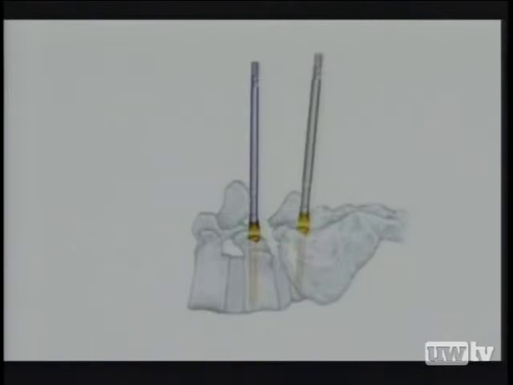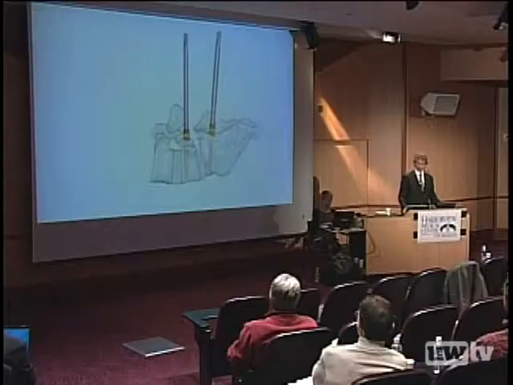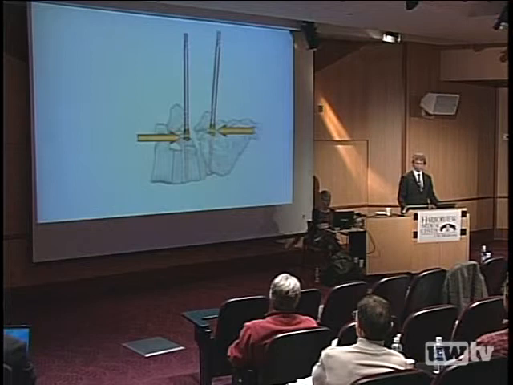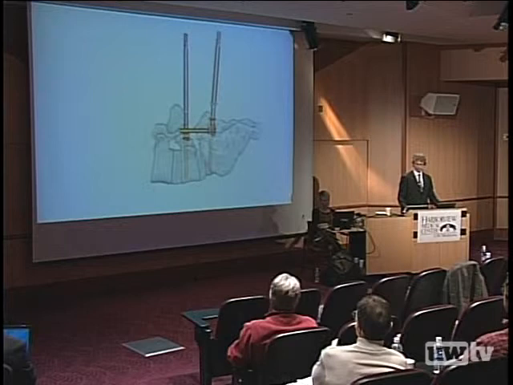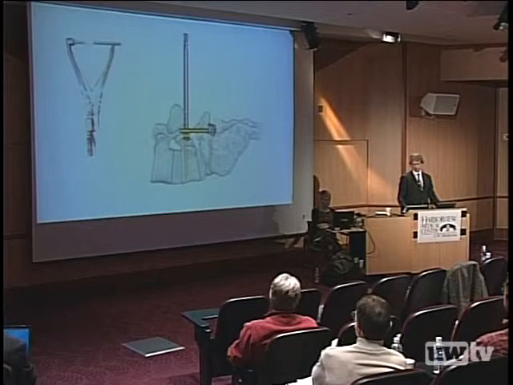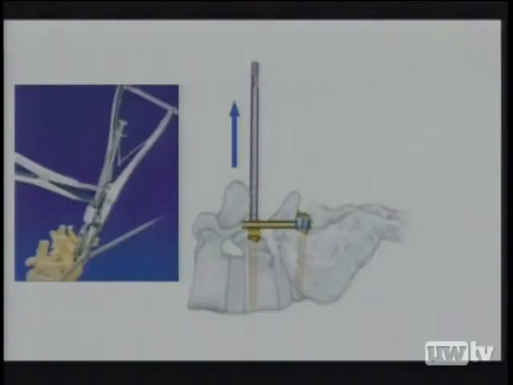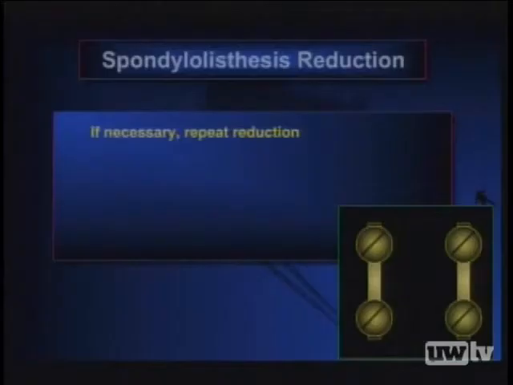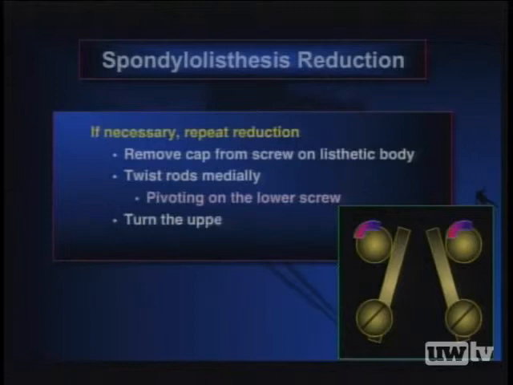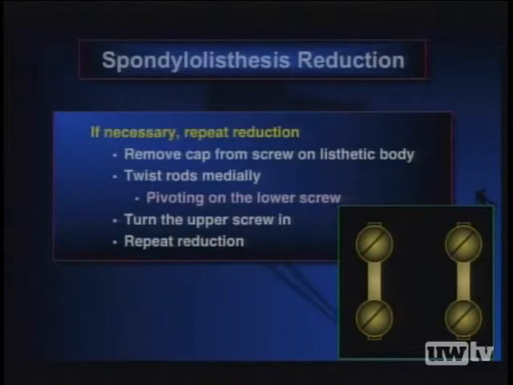Reducing a low-grade slip can simply be done by adjusting the screws, putting the two screws in at different depths, aligning the rod so that it's above the listhetic segment, and then using a reduction tool simply to lift the rod up into position and then locking it in place. It doesn't really take much extra time and allows a pretty good reduction using a barely basic instrument set. If it doesn't achieve the proper reduction in the first step, you can repeat it by merely loosening the cap, rotating the bars in, increasing the depth of the screw, and then repeating the reduction. It's really quite simple. It can actually be done on fairly high grades.